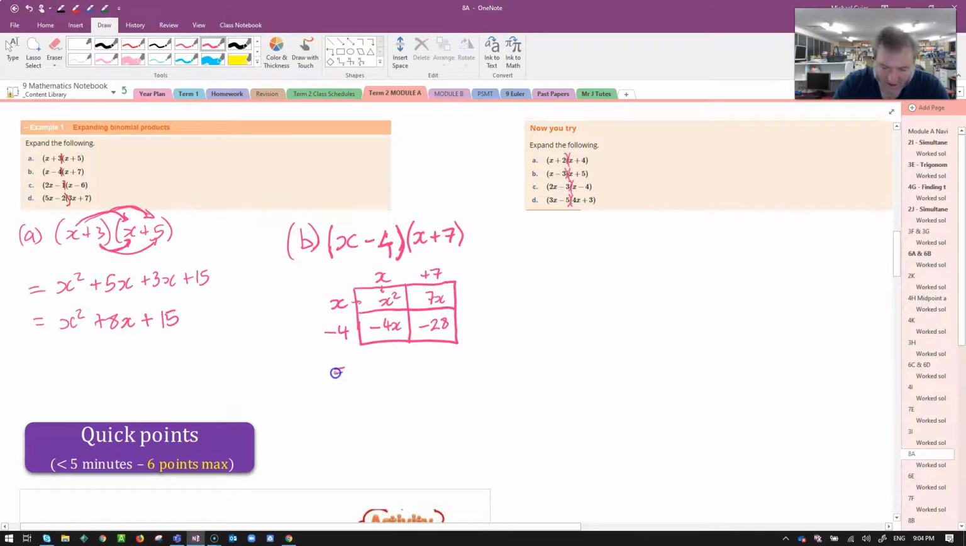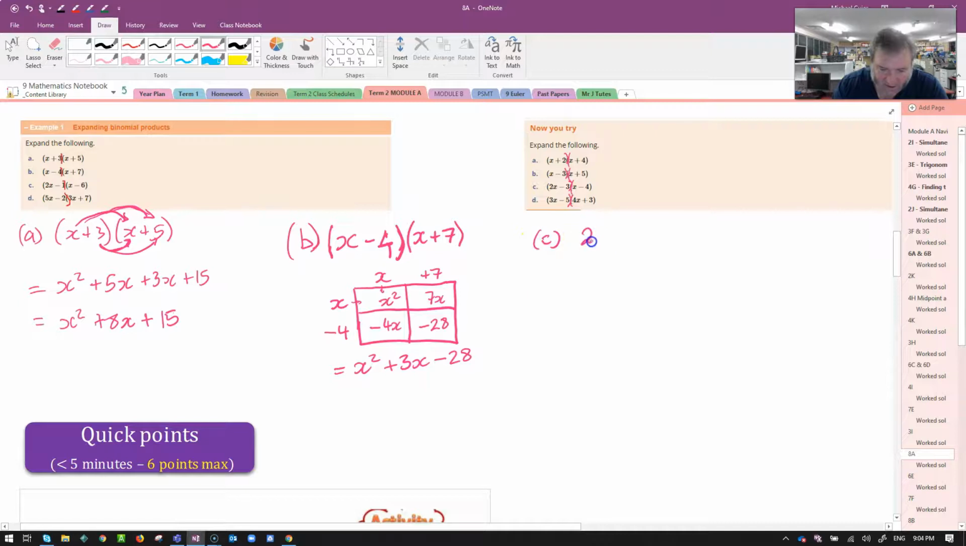Put them together. There's only one x squared term. The x terms, I've got positive 7 minus 4. So the result of that is positive 3x. Constant term, negative 28. So that box method's a really good one. Some of you will like to use it when you're going the other way and factorising as well, which we will be getting to. So it's handy to have seen it before, even if you don't necessarily need it.